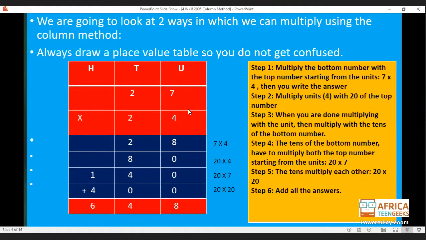So this 4, can you see this 4? This 4 is going to multiply this number, which is 7. And this 4 is going to multiply this number. Remember, this is 7 units. And this is 2 tens, and 2 tens is 20, right? We know that 2 tens is 20. So if we see that the 2 is under tens, we know that is 20, right?